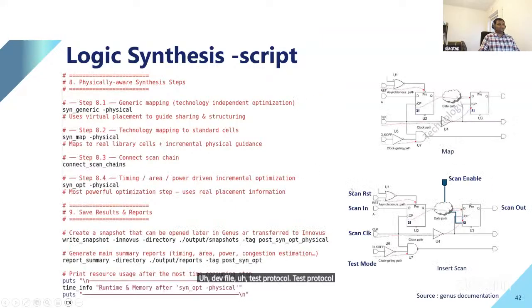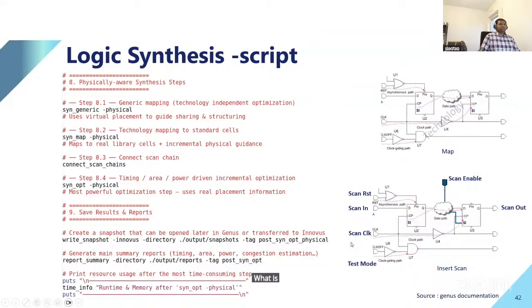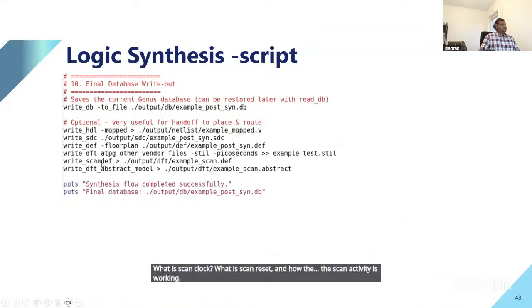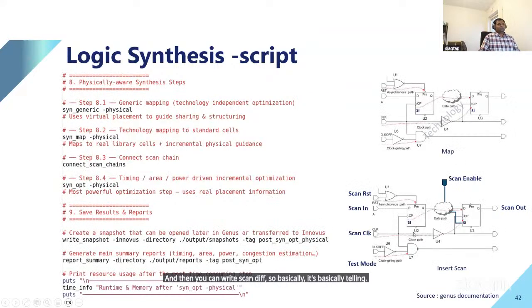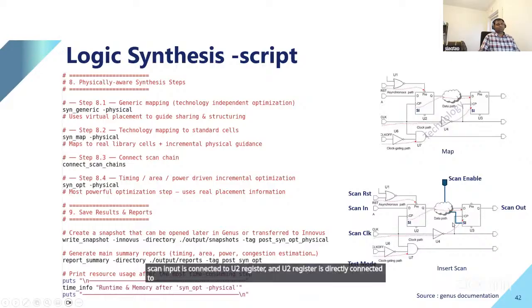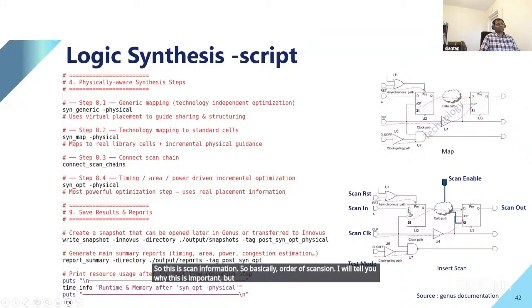Test protocol is basically telling me what are the scan inputs, what is the scan clock, what is the scan reset, and how the scan activity is working. And then you can write scan DEF. So basically it's telling how the shift register looks. It's telling that first the scan input is connected to the U2 register, and the U2 register is directly connected to the U3 register. So this is scan information, basically the order of the scan chain. I will tell you why this is important, but for a moment, this order is important. This is the first flip-flop in the shift register. This is the second flip-flop in the register.